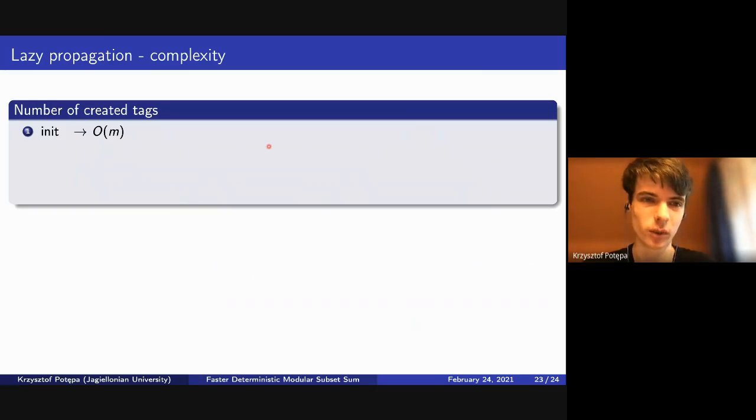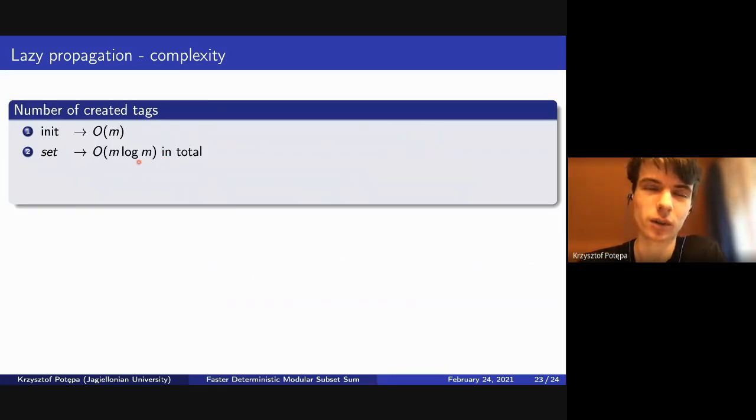if we use this in modular subset sum. So first we can bound a number of created tags during the whole algorithm. We maintain two shift trees in modular subset sum, so initialization creates order of m tags. Now all set operations produce in total m log m tags because we have at most m sets, and each produces log m tags because it updates path to the root.